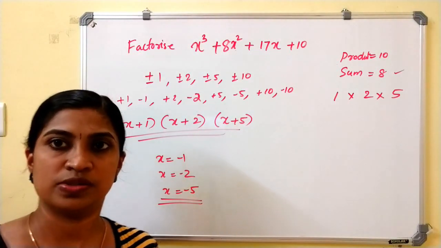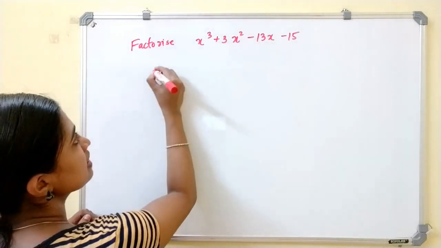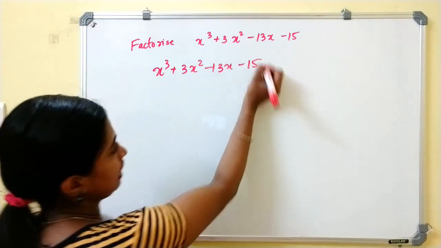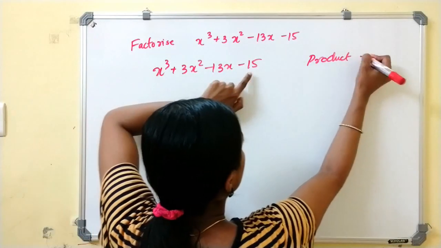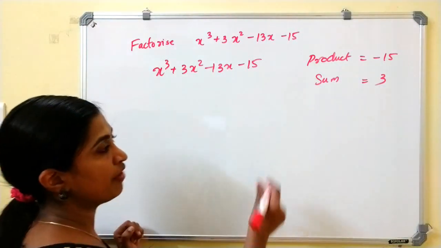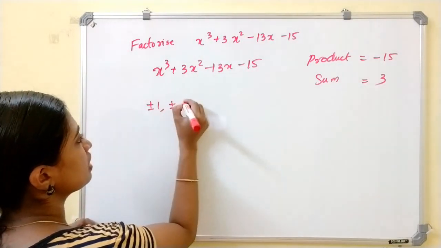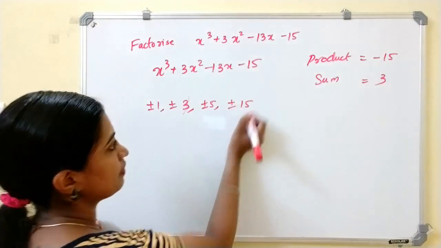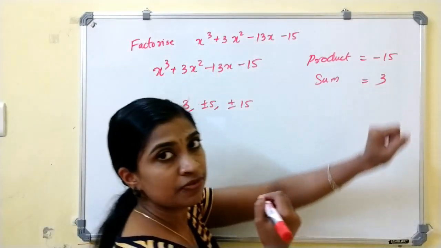Now let us do another question. This is the next question: x cube plus 3x square minus 13x minus 15. So we have here the product as minus 15 and the sum as 3. So we have to factorize this term 15. Factors of 15 are plus or minus 1, plus or minus 3, plus or minus 5 and plus or minus 15. We have to choose 3 numbers so that the sum is 3 and the product is minus 15.